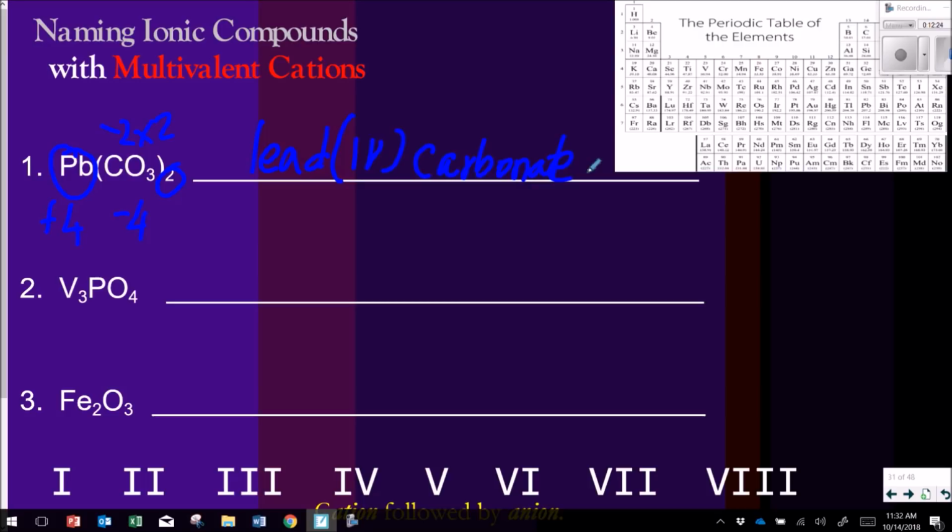V3PO4, I know the charge on phosphate to be -3. I only have one phosphate, so the total on my phosphate side is -3. On the vanadium side, I will have a total of +3. Again, I have 3 vanadiums, so I have to divide that by 3 to know the charge on each vanadium. So my final name will be vanadium 1-phosphate.